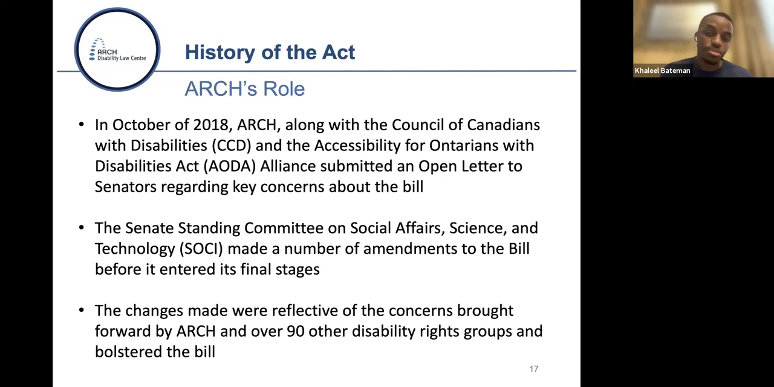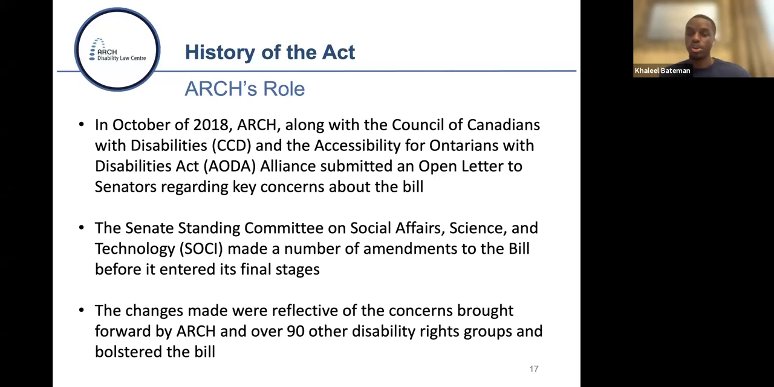And so, as Lila mentioned before, Arch was actually able to play an integral role in the formation of the legislation, as we worked closely with over 90 disability rights groups to ensure the legislation would be reflective of the people to which it impacts.